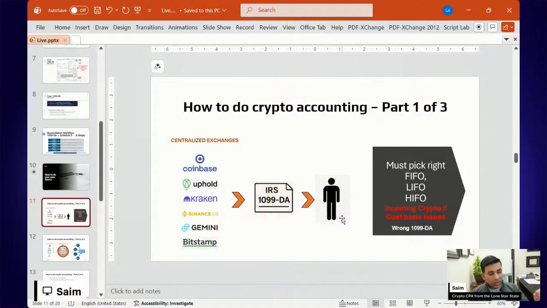This LIFO, FIFO, HIFO is the accounting type that dictates which you will dispose of first. FIFO stands for first in, first out. Whatever you purchased initially will be disposed of first. LIFO stands for last in, first out. That means those you acquired most recently will go out first. HIFO means highest in, first out. That means the crypto that is the most expensive, the one that cost you the most, will be disposed of first.